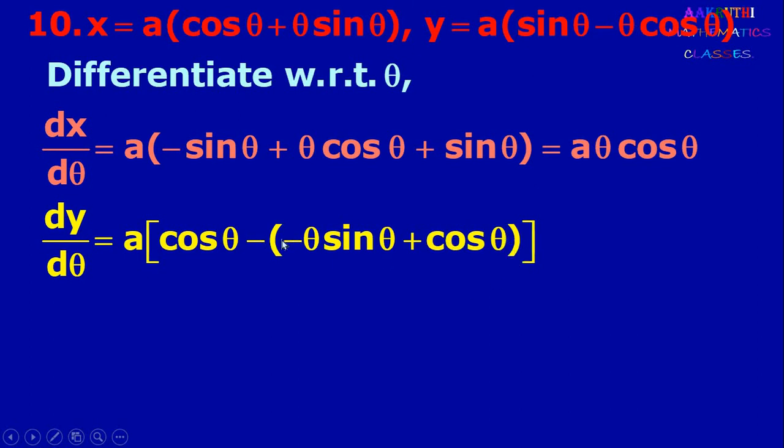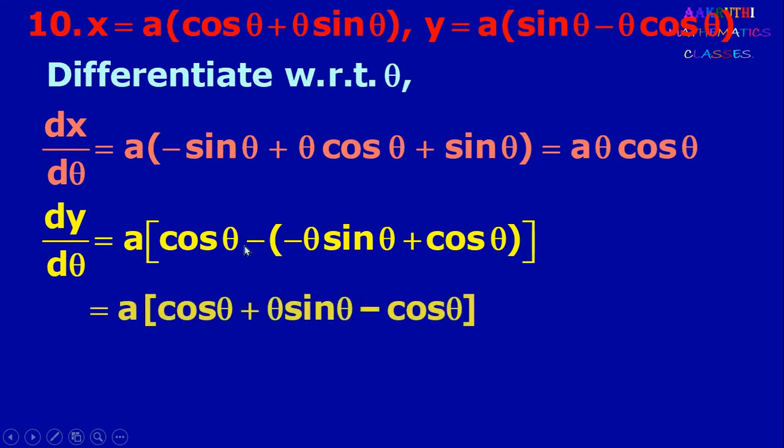Now we can multiply and simplify. We can write a into cos theta, minus into minus is plus theta sin theta, plus into minus is minus cos theta. And here also cos theta cancel. Remaining is a theta sin theta. So dy by d theta is a theta sin theta.